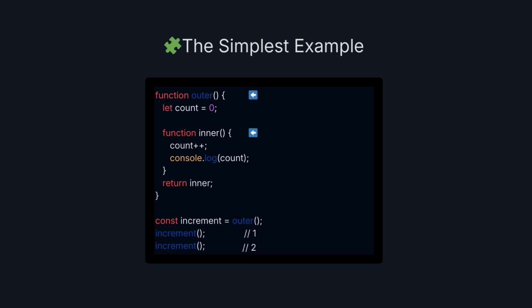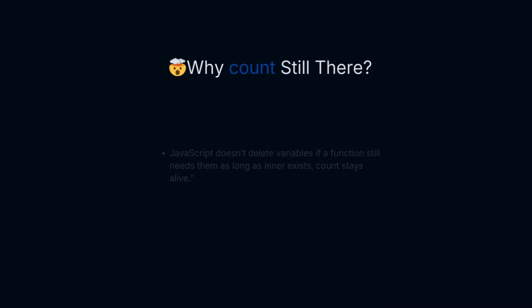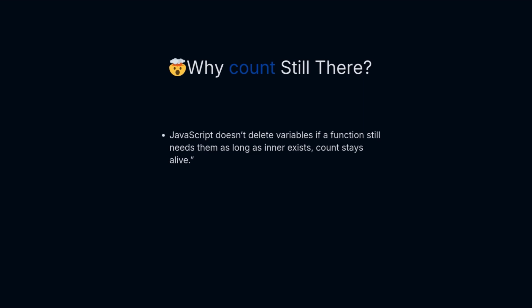So the outer function runs and then the inner function is returned. Count is not destroyed, and then inner closes over the count, and that is a closure. So now the question is, why is count still there? JavaScript keeps the variable alive as long as there is a function that still references it. So in this example, JavaScript doesn't delete the count variable because the inner function needs it, and that's why count stays alive. To be precise, a function remembers the variables where it was created.